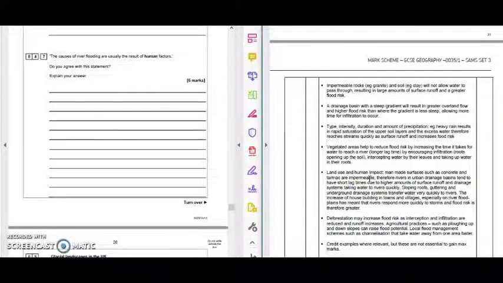Therefore, water stays on the surface, and that is how it travels really fast because there is a lot of surface runoff. You could say in urban areas, towns and cities, you've got sloping roofs, you've got guttering, you've got a drainage system. Therefore, when it rains, water is going to get into the rivers very, very quickly. Therefore, potentially it could flood.